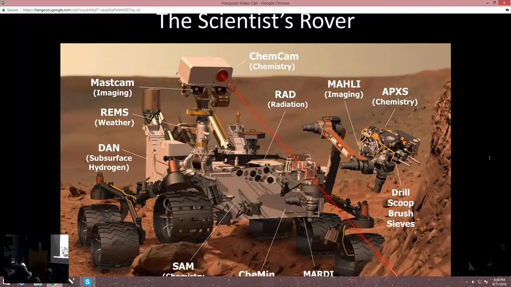And these types of instruments we've been sending to Mars for about 20 years now and landing them on different parts of Mars. So we're able to really understand a little bit about what Mars is actually like to be on the surface.